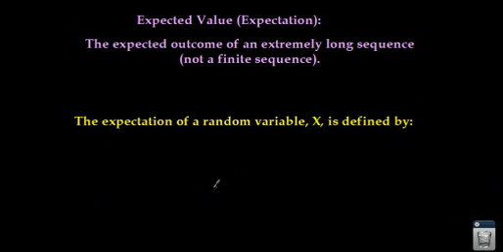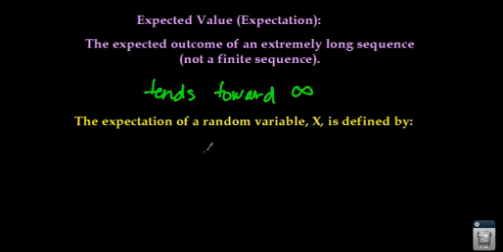So in math, when we say expected value, it means that we essentially have an expectation of an outcome. The technical way of saying this is the expected outcome of an extremely long sequence, or a sequence that tends toward infinity. This is what an expected value is. The idea is that it's not finite, okay? It goes on and on and on. And as a consequence, we can't just calculate a mean because we don't necessarily know how many data points we have.